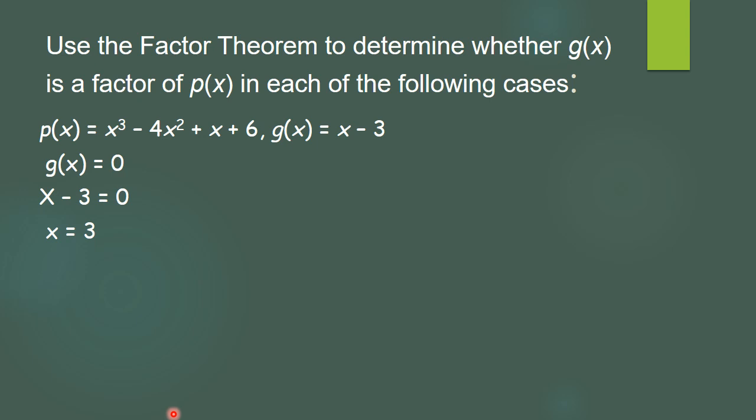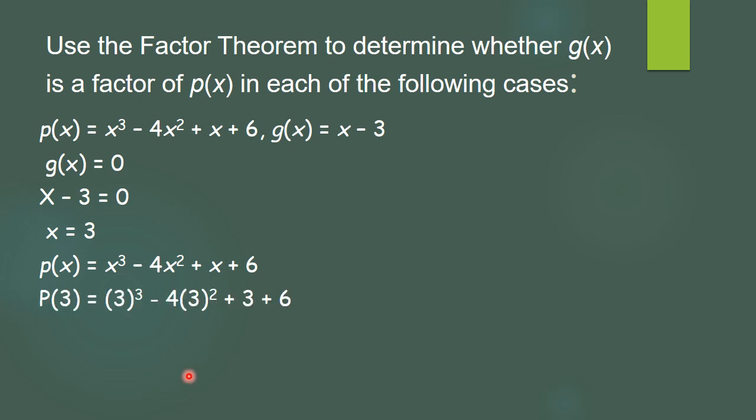Now we will calculate p of 3, and for that first we'll write p of x, then we will write p of 3. Now for p of 3, replace x with 3, and after simplifying, what do we get? 3 cube is 27, 3 square is 9, 9 fours are 36. So it will become 27 minus 36 plus 3 plus 6, and we get 0. So we get p of 3 is 0.